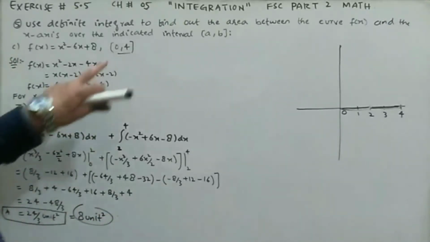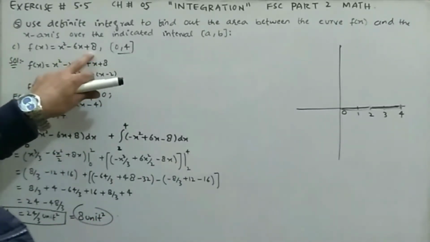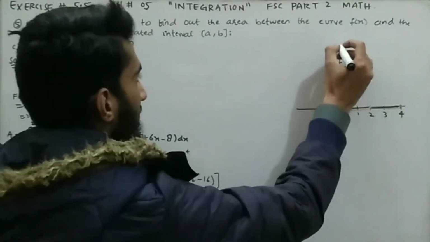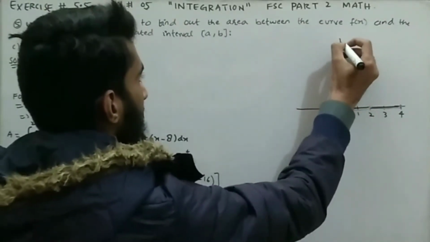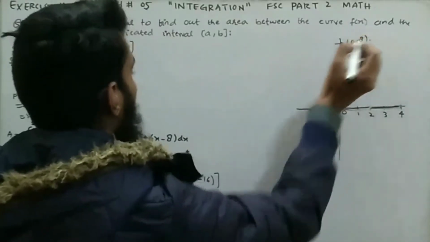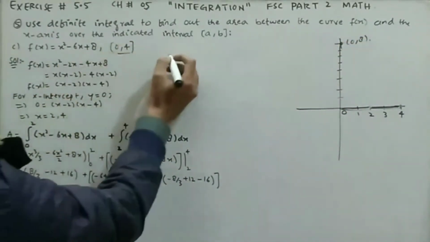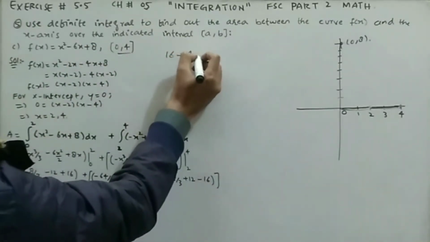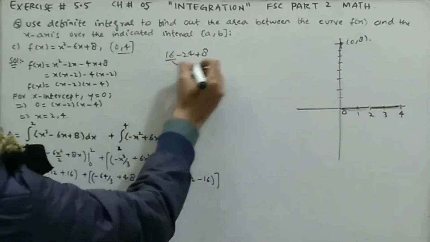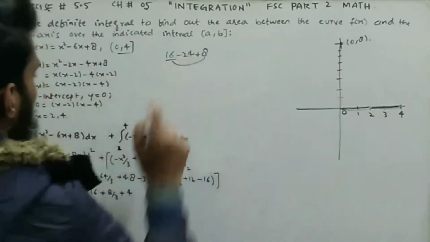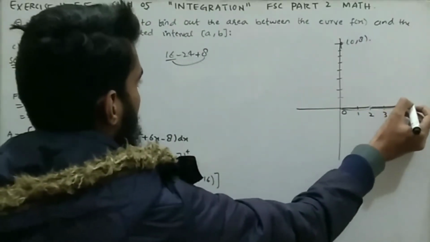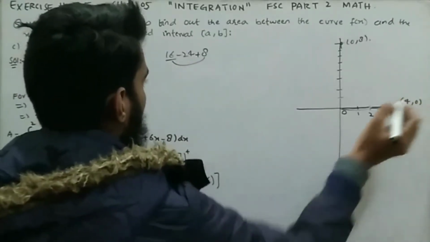So over here, by putting 0, it will give us 8. So by putting 0, 1, 2, 3, 4, 5, 6, 7, 8. So by putting 0, it will give us y 8. And by putting 4 over here, it becomes 16. By putting 4, it becomes minus 24 and plus 8. So 16 plus 8 gives us 24, minus 24 gives us 0. So by putting 4, we get the value of y 0.